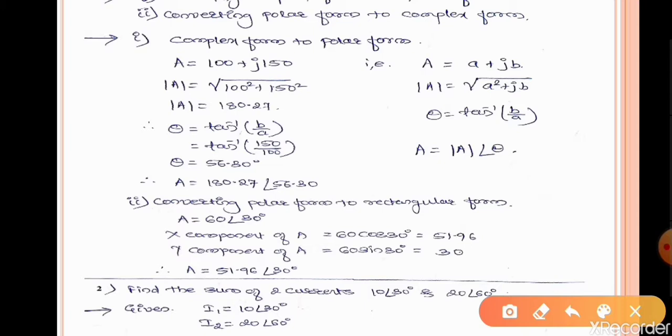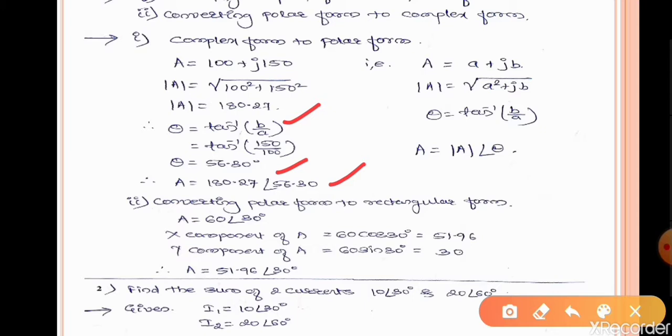Next is theta. How can we find it? Theta equal to tan inverse of b by a. So tan inverse of b, you know the b magnitude is nothing but 150, and a is 100. So you will get the angle as theta equal to 56.30 degree. So A is written as 180.27 at an angle 56.30. So we have converted complex form to the polar form. While converting the complex form to polar form, first you have to find out the magnitude, next you have to find the angle.